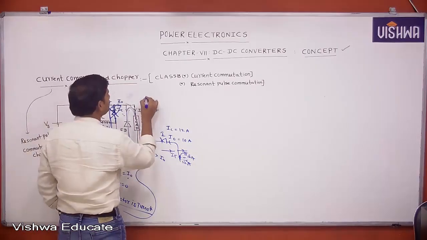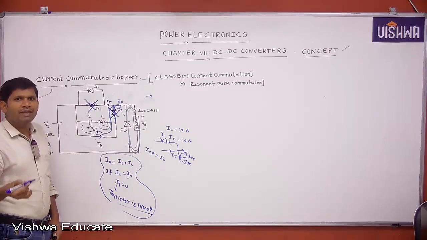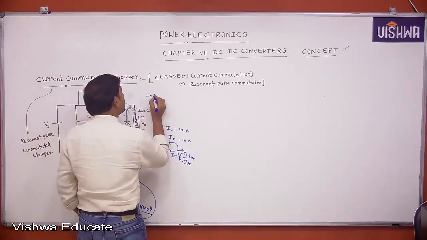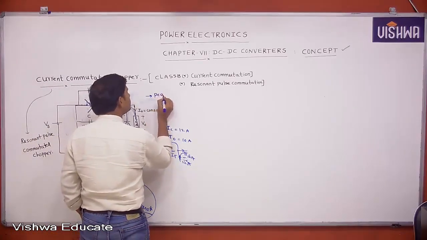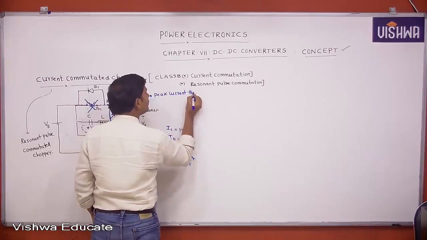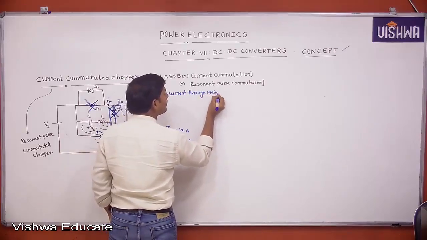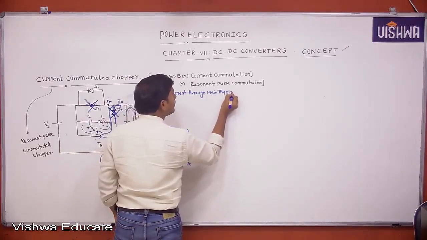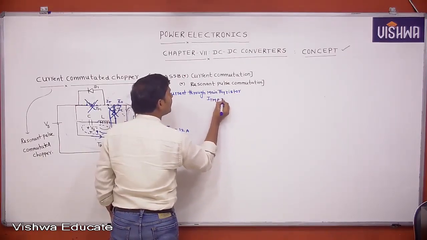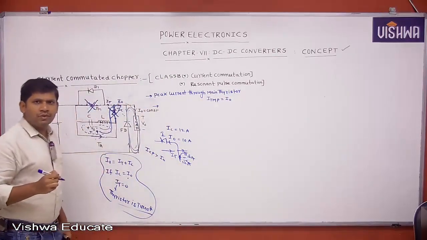Now, tell me. What is the peak current through the main thyristor? The main thyristor is supplying only the load current. That is the peak current through the main thyristor. List out these points. Peak current through the main thyristor, ITMP equal to I0.